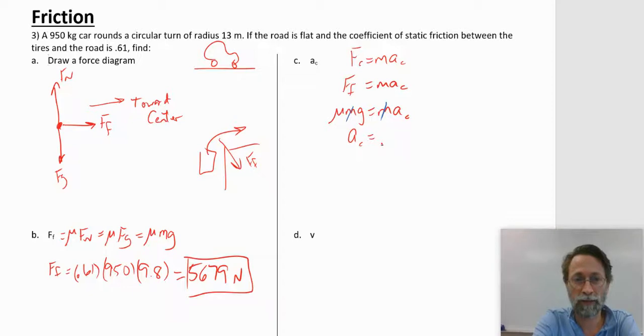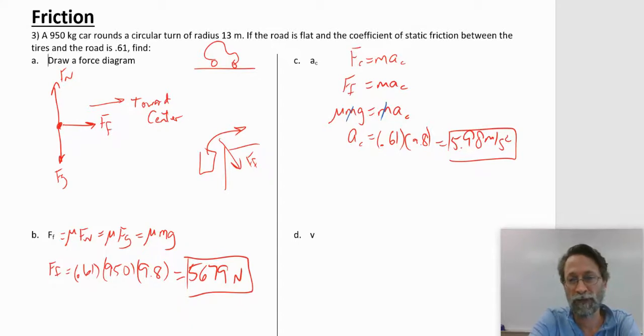And then we would multiply that by gravity, which is 9.8. So I can take this and do 0.61 times 9.8 and end up with an acceleration of 5.98 meters per second squared. You would get the exact same value if you put this 5,679 in the left side and then divided that 5,679 by 950. You also get that 5.98 meters per second squared.